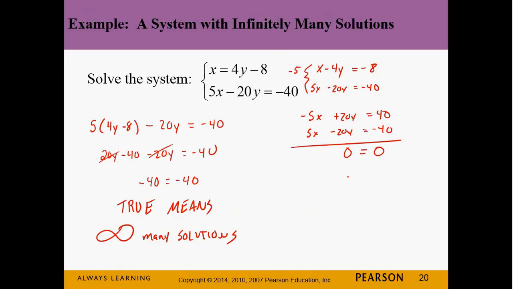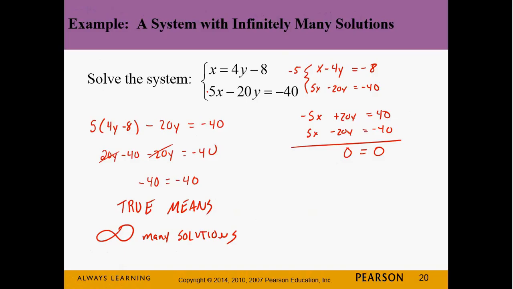Right, because it already had it primed to do substitution. You're basically, since you've got x equals, you're going to plug it in and solve for y. But since it eliminated both x and y, you have to look at whether it's a true or false statement. And since it's a true statement, that means there's infinitely many solutions.